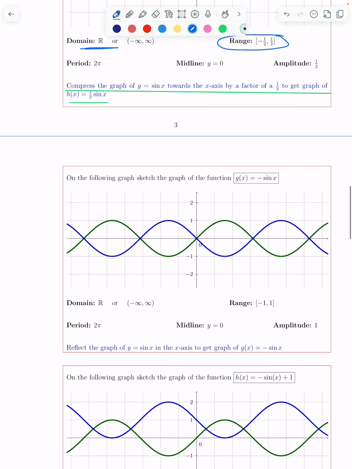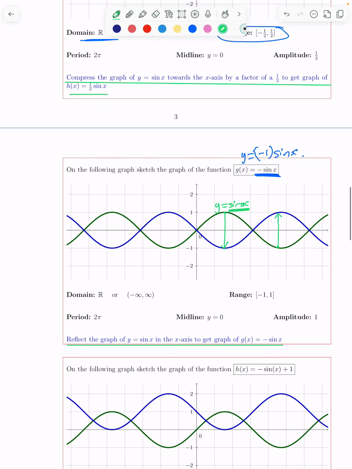Next, if you wanted to graph y equals minus sine x, you take the y equals sine x graph, and you take all those values and you multiply them by -1, which is what is happening when you have y equals -1 times sine x. Well, if they were positive, then they'll become negative, and if they were negative, then they'll become positive, and they'll have the same value. So what you're doing here is you're reflecting the graph of y equals sine x in the x-axis to get the graph of minus sine x.